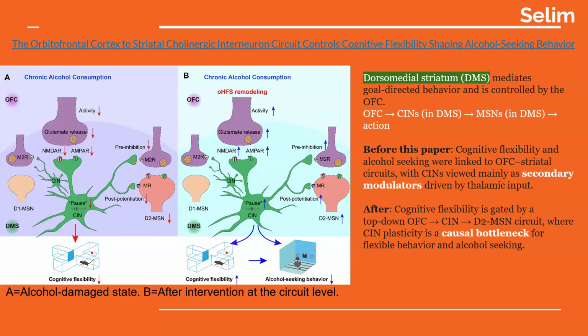So these guys are looking at what to address about that. Before the signal goes to the D2 MSN, there's the green part, dorsomedial striatum, which includes cholinergic interneurons. And they found that these cholinergic interneurons, which used to be considered a secondary modulator, were actually a causal bottleneck. So one sentence point of this paper is what used to be taught as secondary is actually a primary thing to address. So how do they address it in the paper?